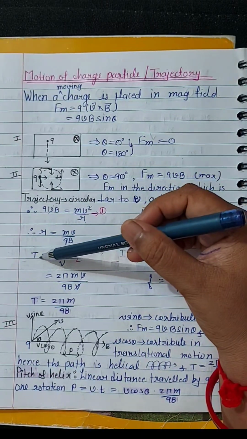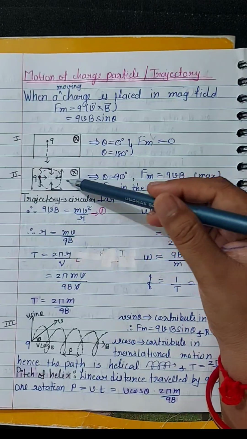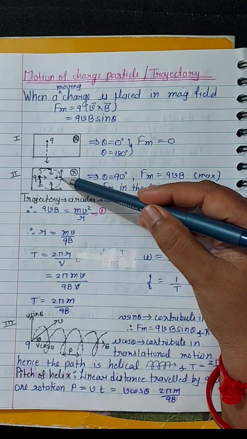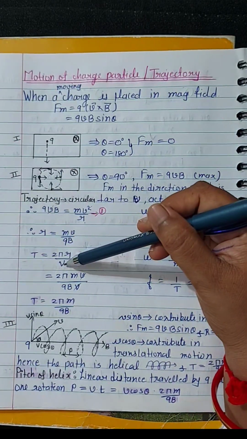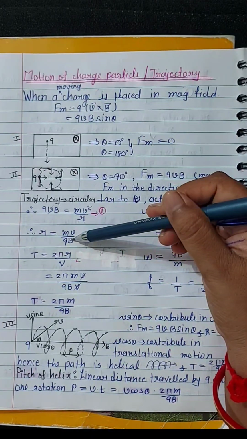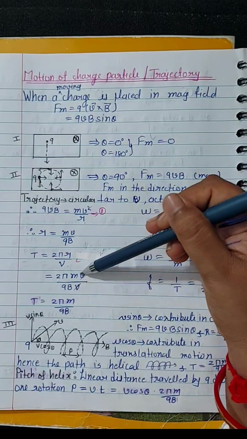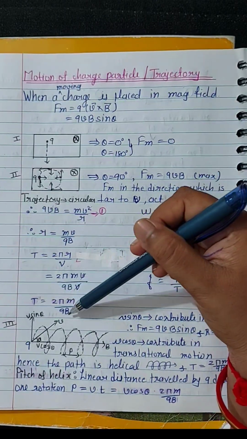We can define the time period of revolution. It is distance per velocity. The distance covered in one rotation is 2 pi r, the circumference of the circle, divided by velocity. Now we know the radius is mv by qB, so put it here. So it is 2 pi mv by qB. V cancels. So the time period is 2 pi m by qB.